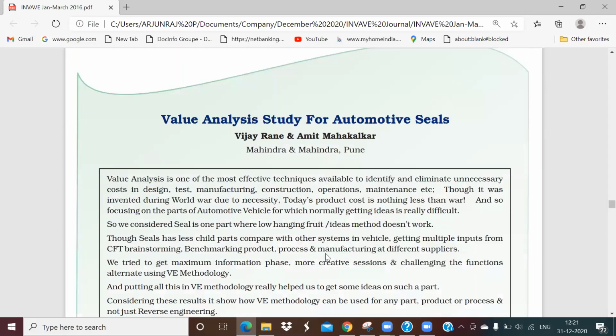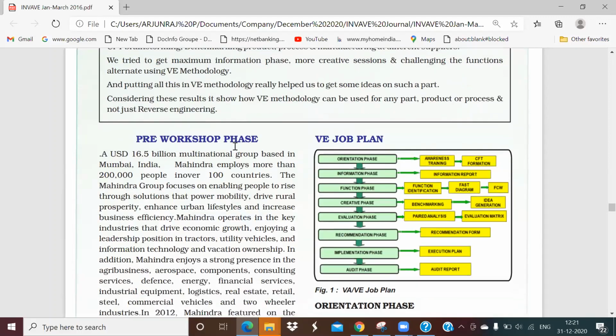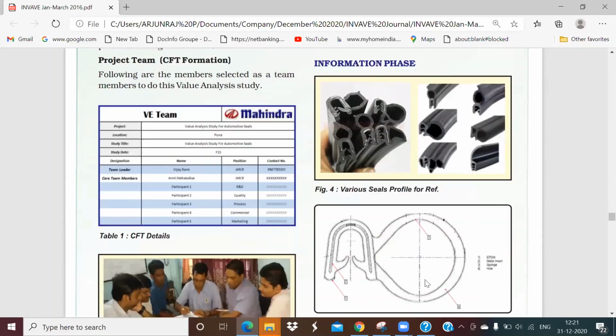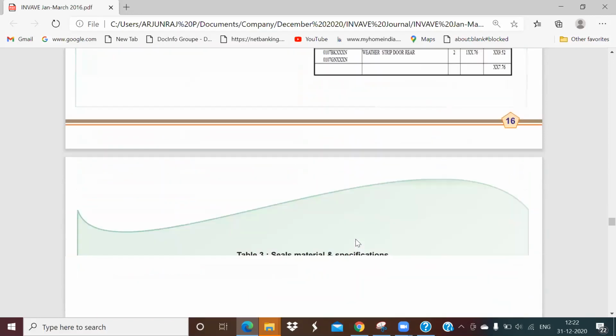Okay, this is one more case study from an automotive company, Mahindra Mahindra Pune, for an automotive seal value analysis study. This is a seal. What is the basic function of a seal? Prevent leakage, right? A seal is normally used for preventing leakage.